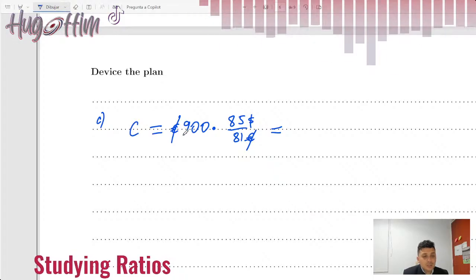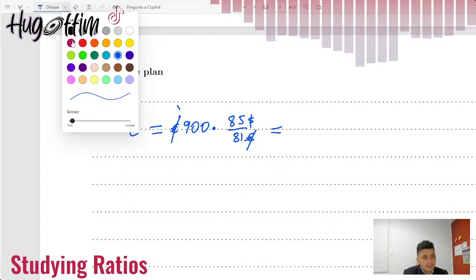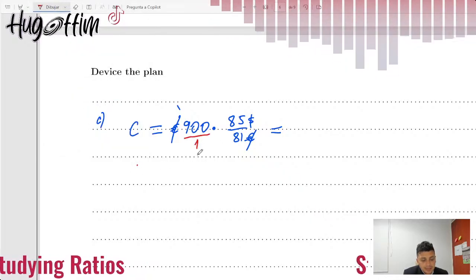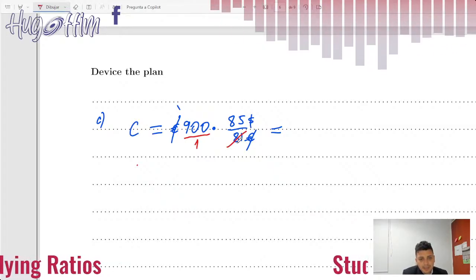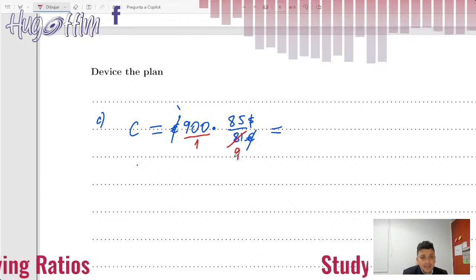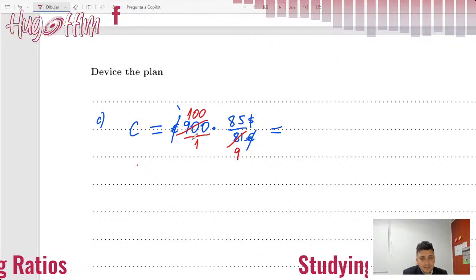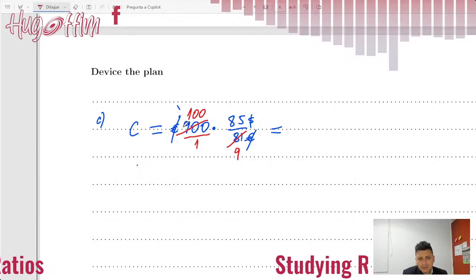So I just need to simplify now. So I'm going to simplify, divide by common factors. Remember that this is like 900 over 1. Divide by common factors, I can divide by 9. 81 divided by 9 is 9. 900 divided by 9 is 100. I cannot divide more. I think I cannot divide more.